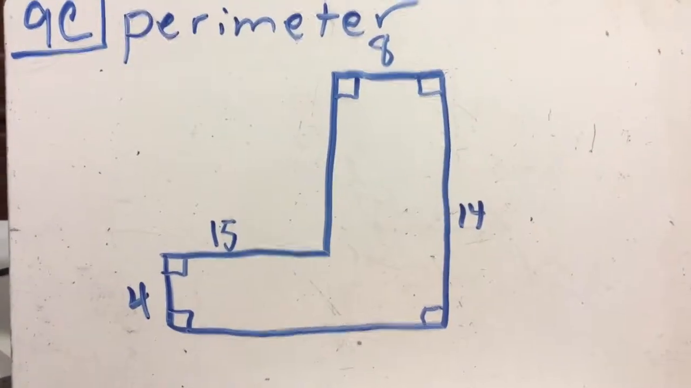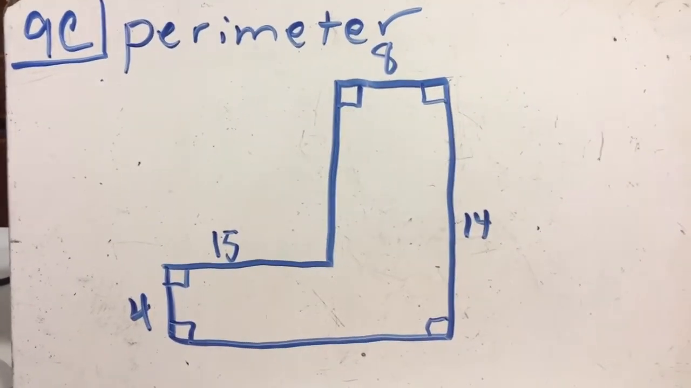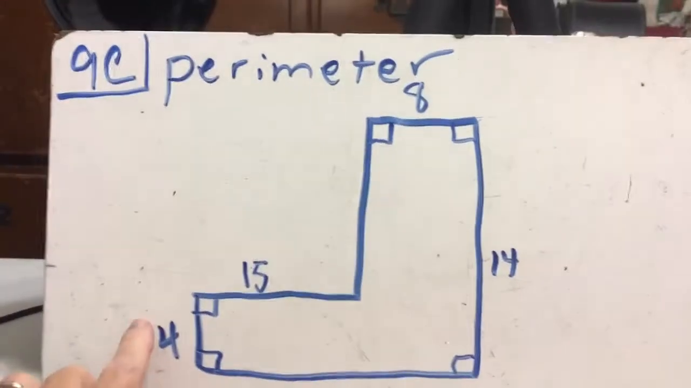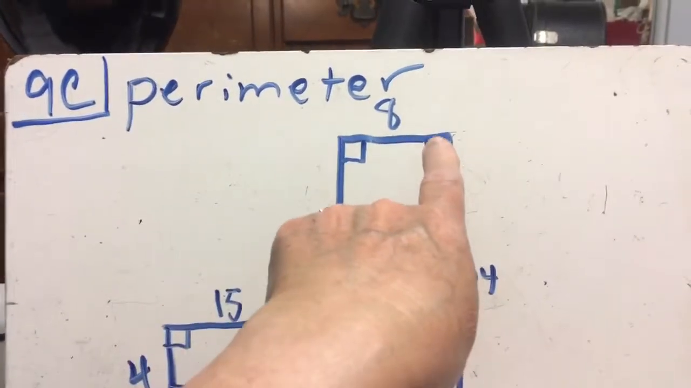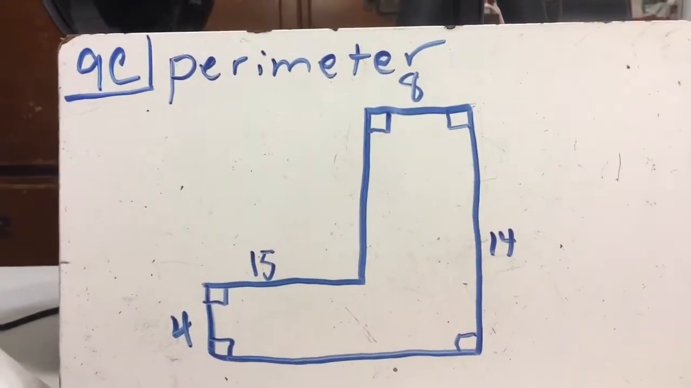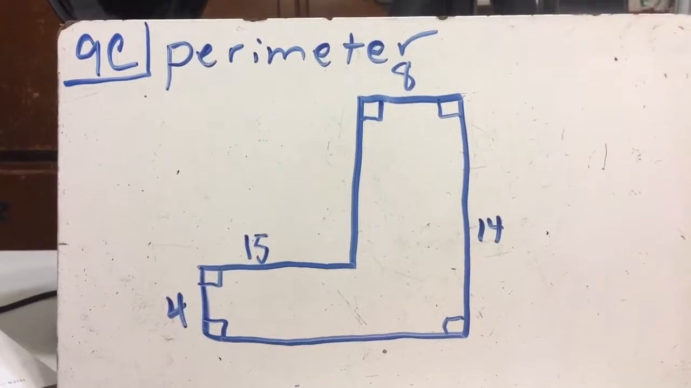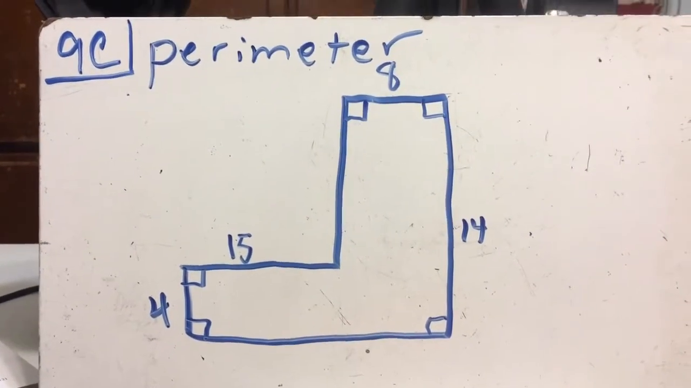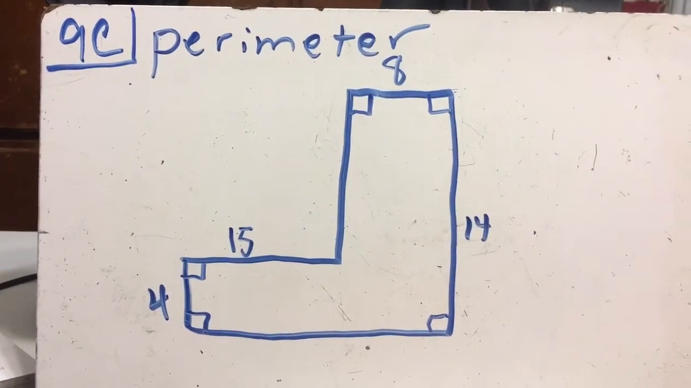Okay, here is your practice problem. And notice we have a few missing items here. We know 4, we know 15, we're missing this one. We've got an 8, we've got a 14, we're missing the base. Okay, all of the angles are right. So let's reason this together. First of all, I want you to try to come up with them by yourself. So I want you to pause your video.